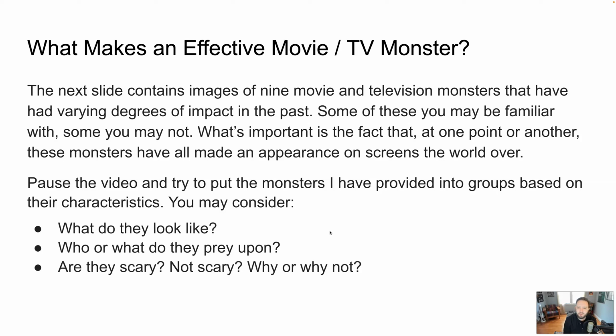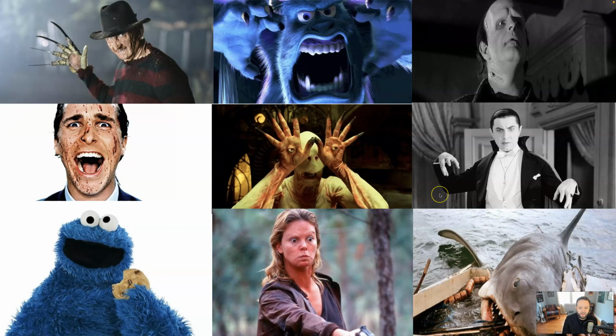So you might put them into groups based on what do they look like, who or what do they prey upon, are they scary, are they not scary, why or why not. And then after that, we'll talk about why we were doing this. So I'm going to click over to the next slide. And here you'll see we have our 9 movie or TV monsters.